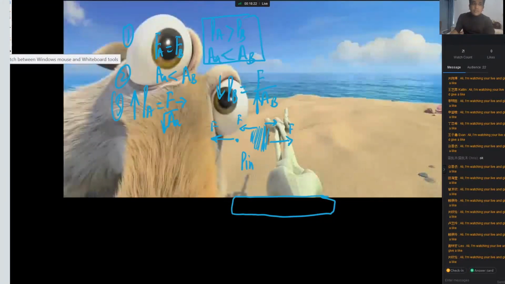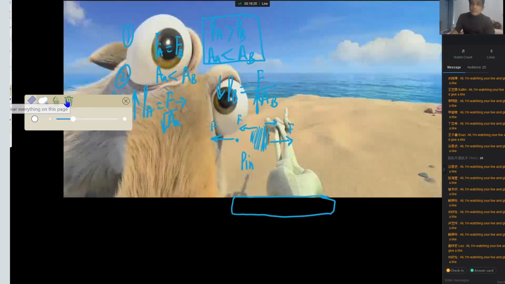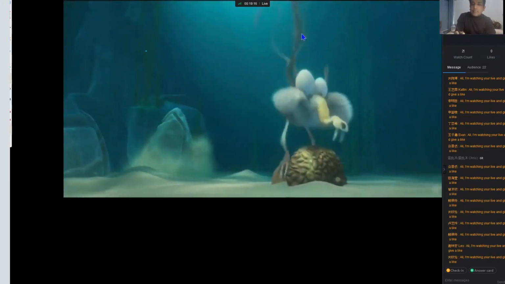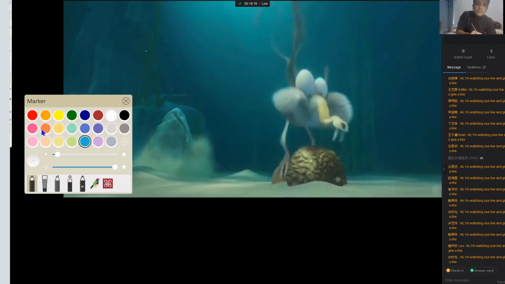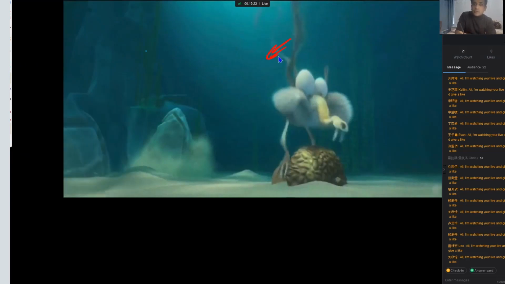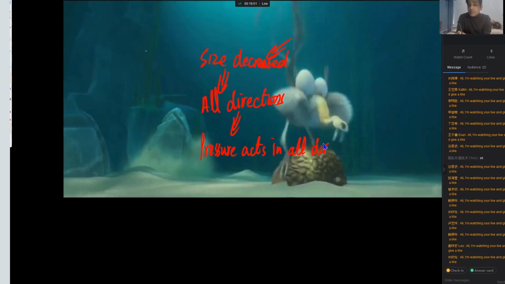Look at this animation please and watch it carefully, then I will ask you some questions. You see it has shrunk, and you need to understand it has shrunk in all directions. The size has decreased in all directions. If size decreases in all directions, it means the pressure is acting in all directions. So liquid pressure acts in all directions. This is the point you need to understand. This is physics in action.